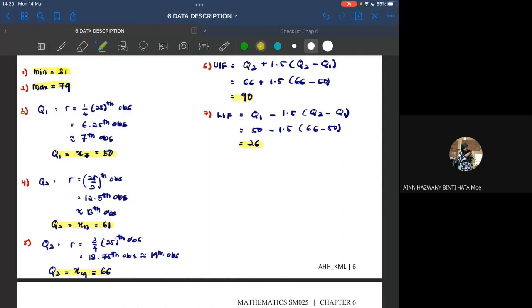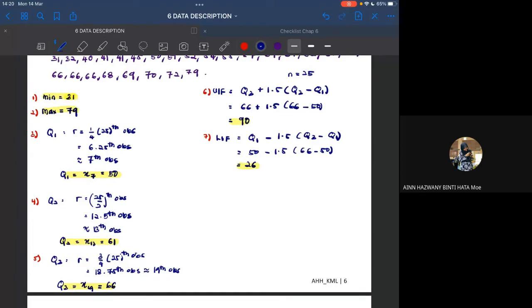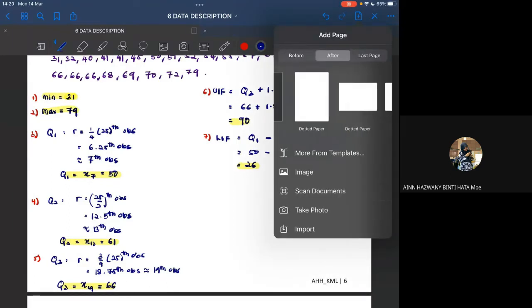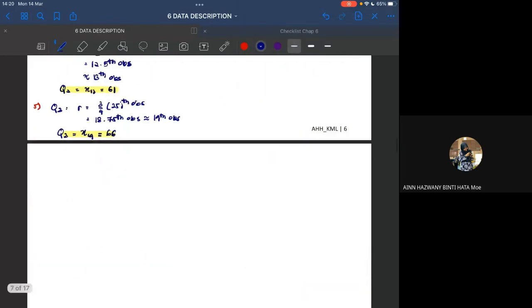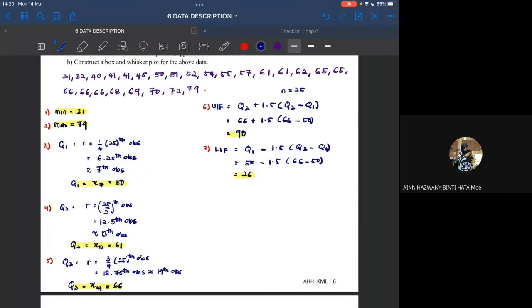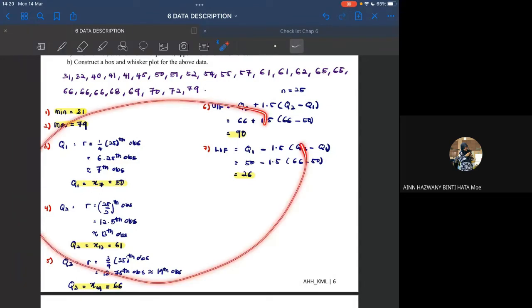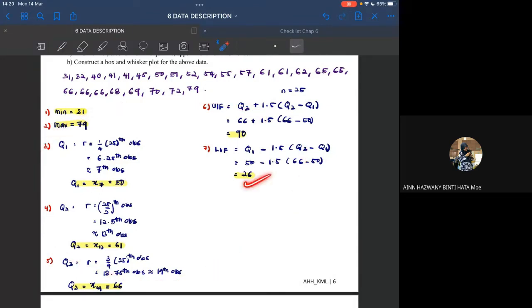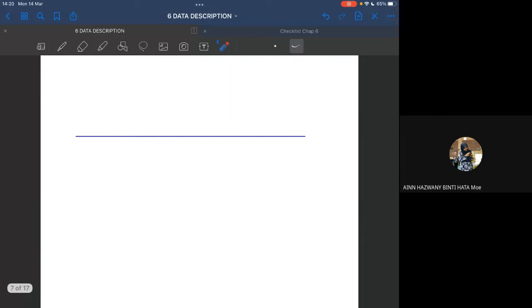So now keluarkan pembaris kamu. Kita akan drawkan kita punya box and whisker. Saya pilih besar sikit lah. First thing first, cari nilai yang paling rendah, cari nilai yang paling tinggi dalam semua data kamu. Nilai yang paling rendah dekat sini ialah 26, paling tinggi ialah 79. So agak-agak lah berapa scale yang kamu nak guna. Let's say kita guna 10.